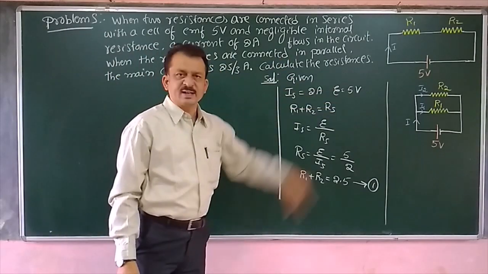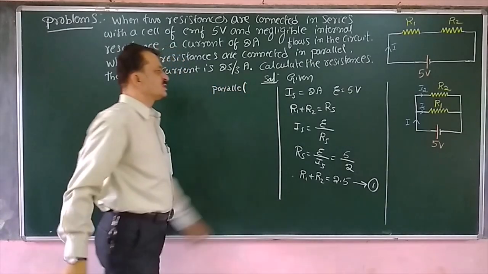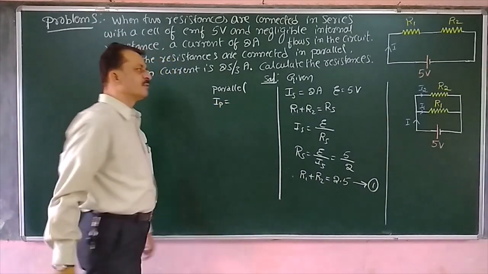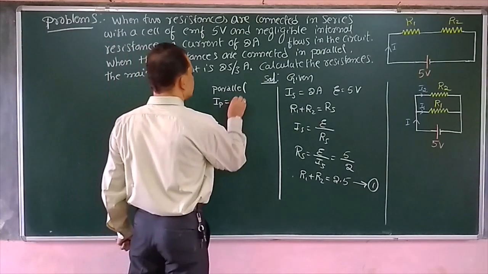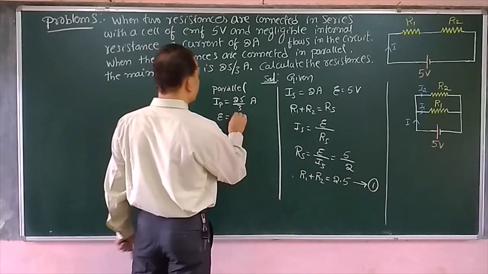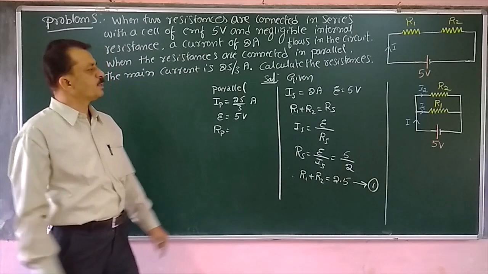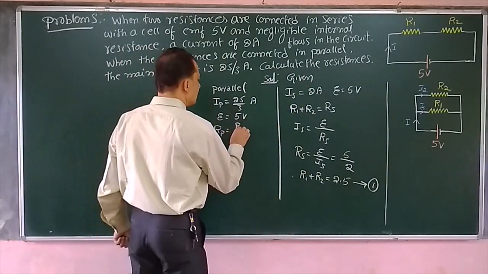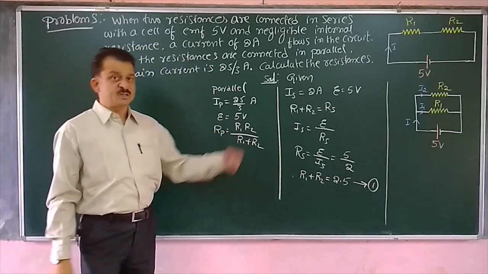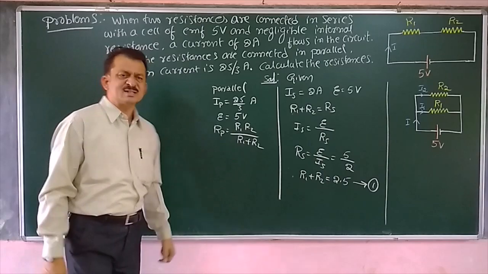Now when the two resistors are connected in parallel, for parallel combination, this is for series combination and this is for parallel combination. What are the given things? The main current IP is given. IP is 25 by 3 amps and EMF is given, so that is equal to 5 volts. Okay. Now what is RP in parallel combination? We know that 1 upon RP is equal to 1 by R1 plus 1 by R2. If you simplify that one, we will get RP is equal to R1 R2 divided by R1 plus R2.